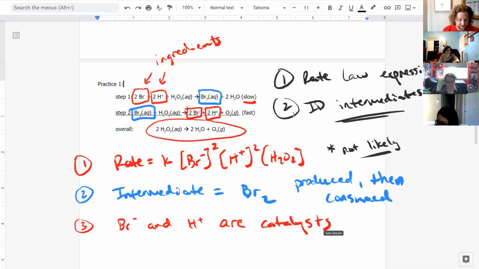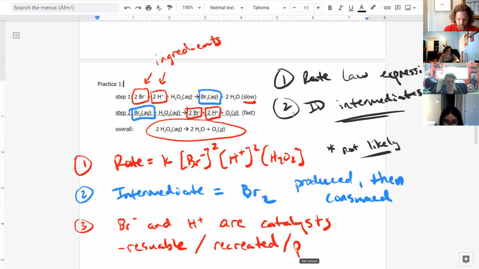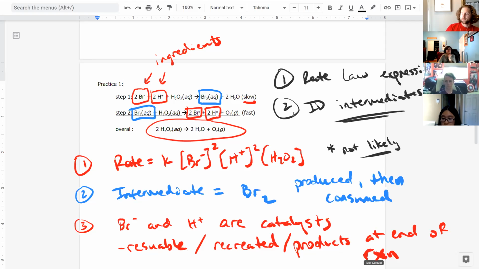A little bit about catalysts is they're reusable. They must be supplied, but they are reusable. Reusable or recreated. They're products at end of reaction. So they have to be ingredients first. Catalysts need to be supplied. You have to include them, and then they're reproduced later on in the reaction.